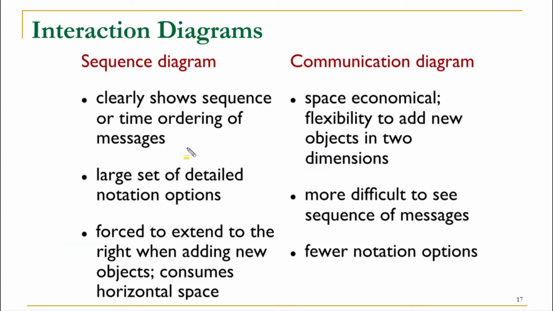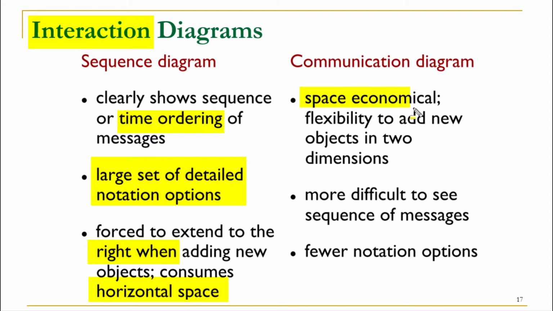There are definitely some differences between sequence and communication diagrams. They both are used to show the interaction, but the sequence diagram clearly shows the sequence or time ordering of the messages, which cannot be seen in communication diagrams. Additionally, the sequence diagram has a large set of detailed notation options. As we move forward, you will see a number of possible notations which can be used with sequence diagrams. In terms of space, the sequence diagram consumes horizontal space and is forced to extend towards the right. As we add new objects, they are added towards the right-hand side of the diagram, and as time increases, it expands in the vertical space.